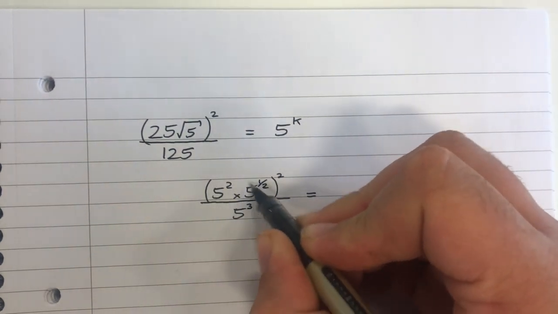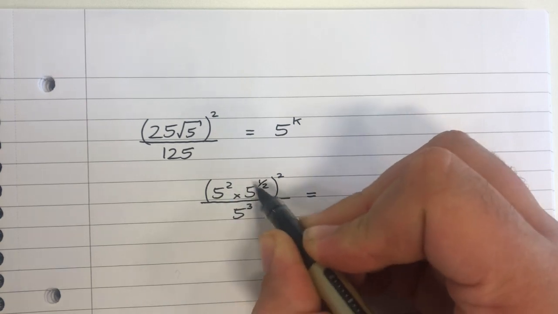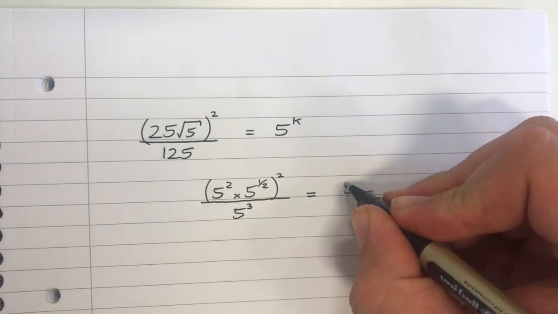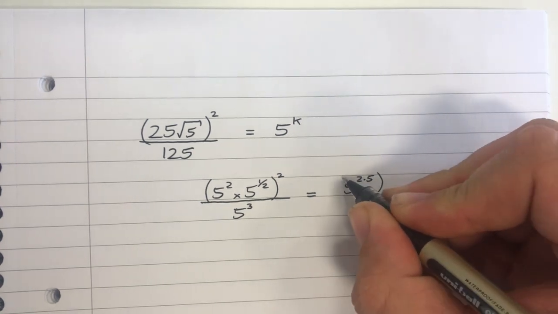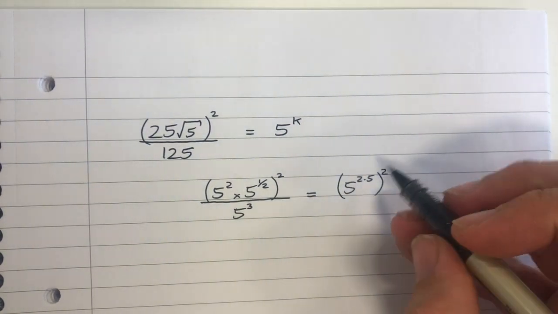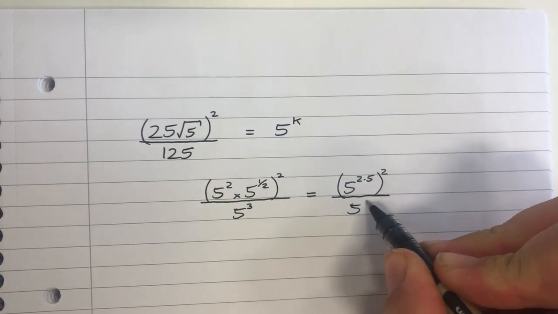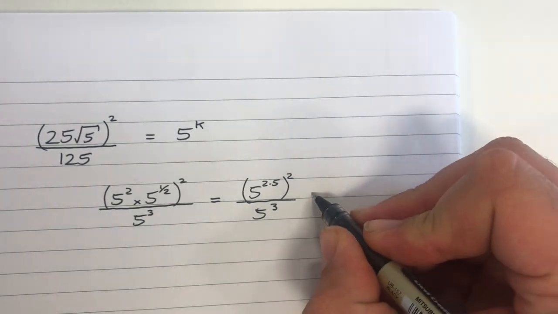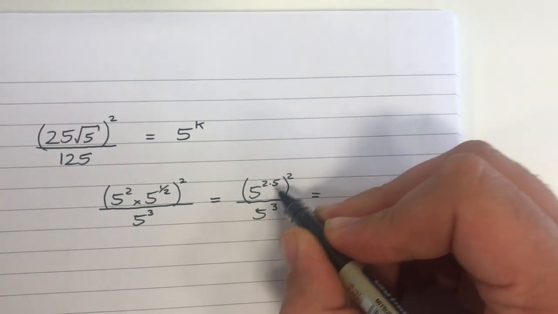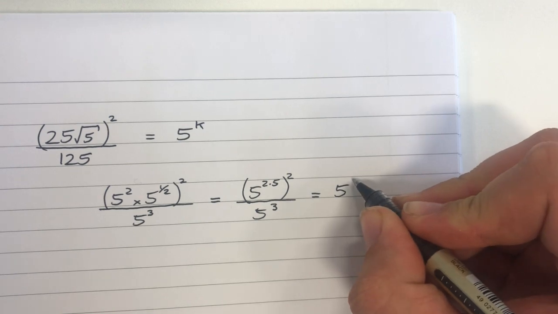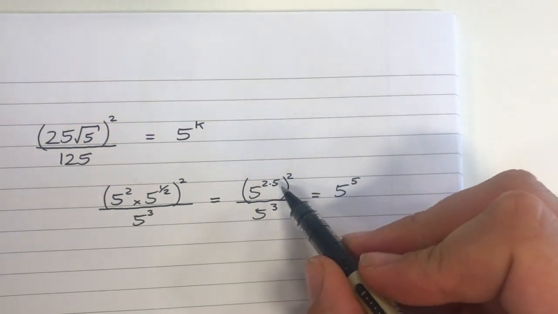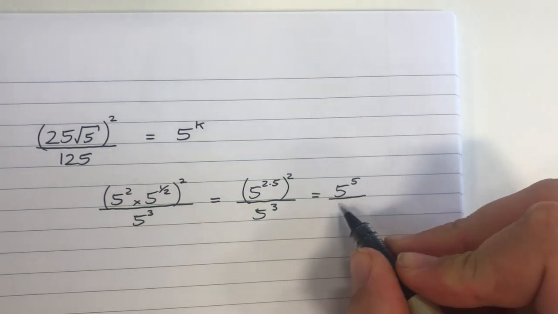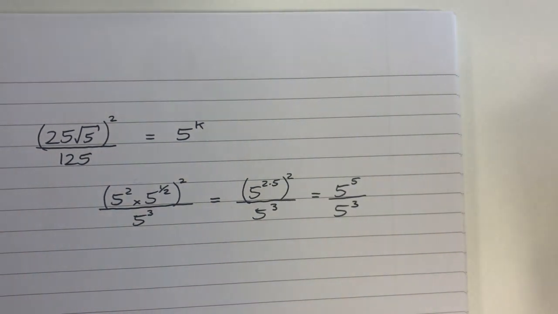Inside this bracket, we're going to apply TIP. We're timesing two indices together, so we're going to add the powers. So we get 2 plus a half, which is 2.5, and that is still squared. I've not done anything to the bottom, so that's still 5 cubed. That is equal to, you apply PIT here, so that's going to be 5 to the 5, because we can times these two indices together, so 2.5 times 2 is 5. Still not done anything to the bottom, so it's still 5 cubed.